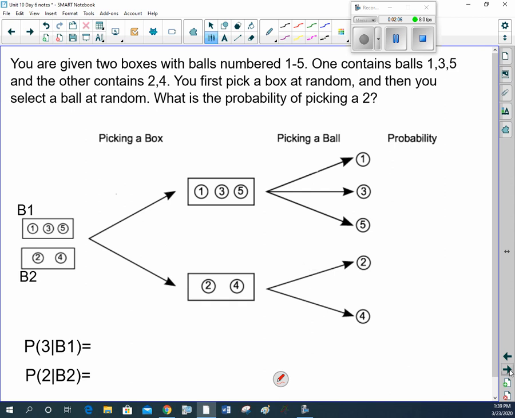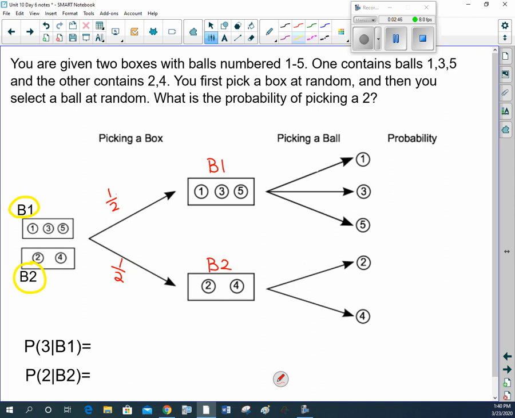What we want to do is look at this and figure out what's going on. This is kind of like our tree diagram. Over here on the left, we have our two boxes, box 1 and box 2. What's going to happen is you're going to pick a box. I can pick box 1, or I can pick box 2. The probability is 1/2 of picking either box. So 1/2 that I pick box 1, or 1/2 that I pick box 2.